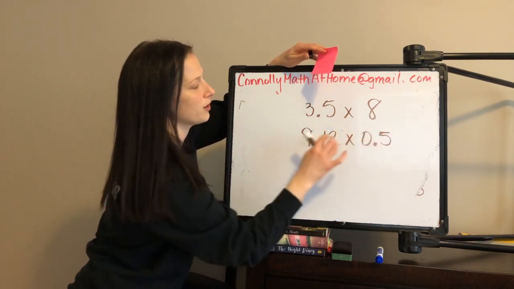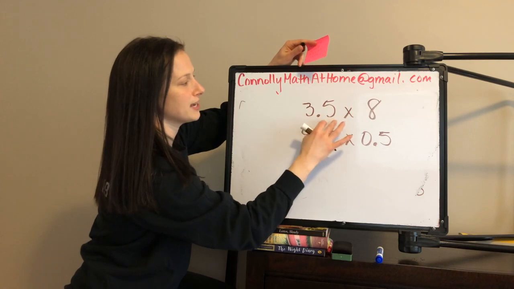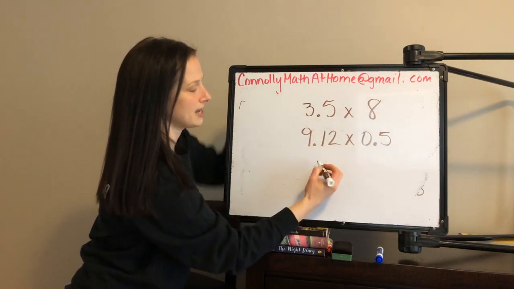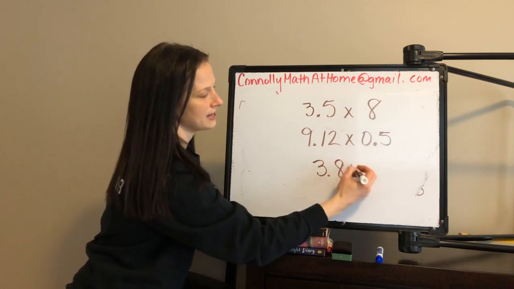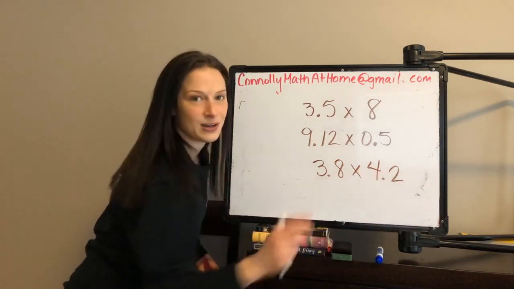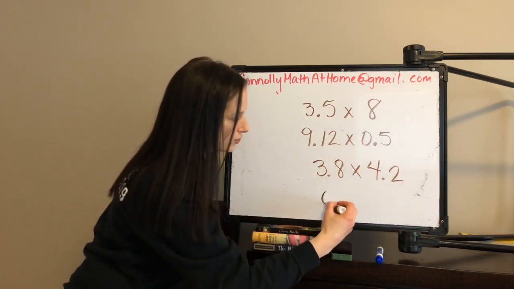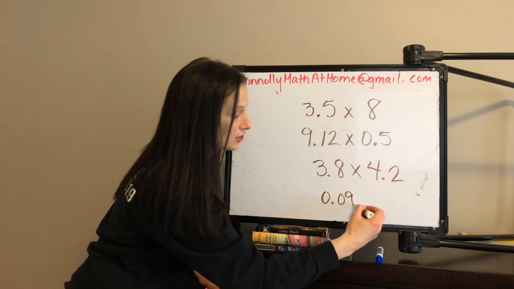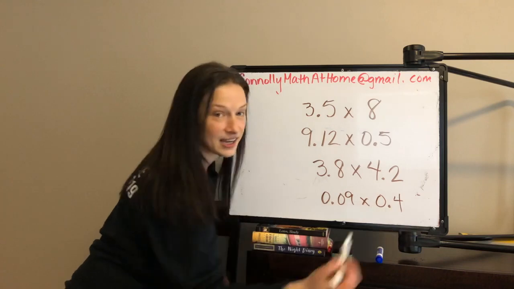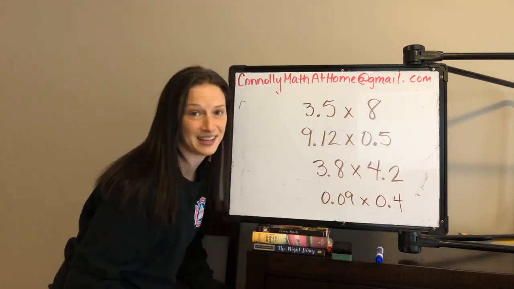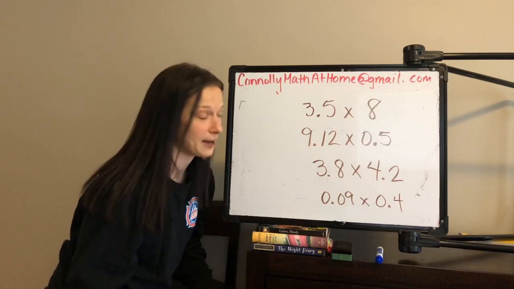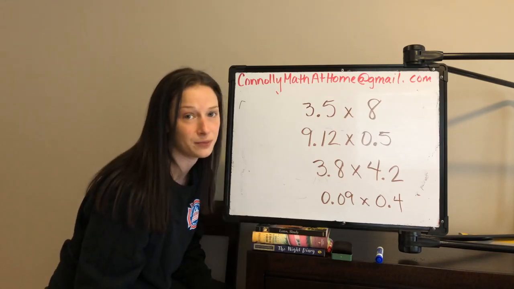Alright, so you are going to practice at home 3 and 5 tenths times 8, 9 and 12 hundredths times 5 tenths, and 3 and 8 tenths times 4 and 2 tenths. And I'm going to throw another one in there because that's what I like to do. So what if you had 9 hundredths times 4 tenths? And that's going to be like that last situation I went over, where you're going to have to make sense of what's going on. Rely on fractions too to help you.